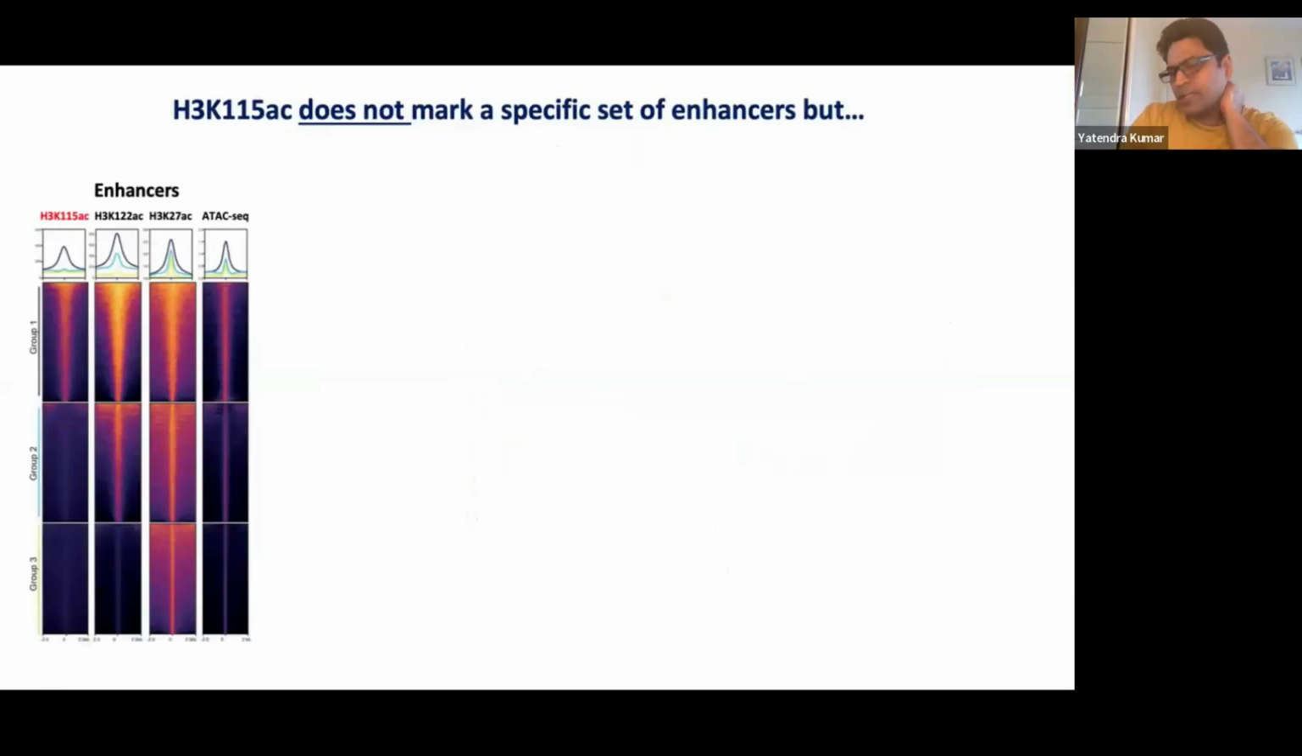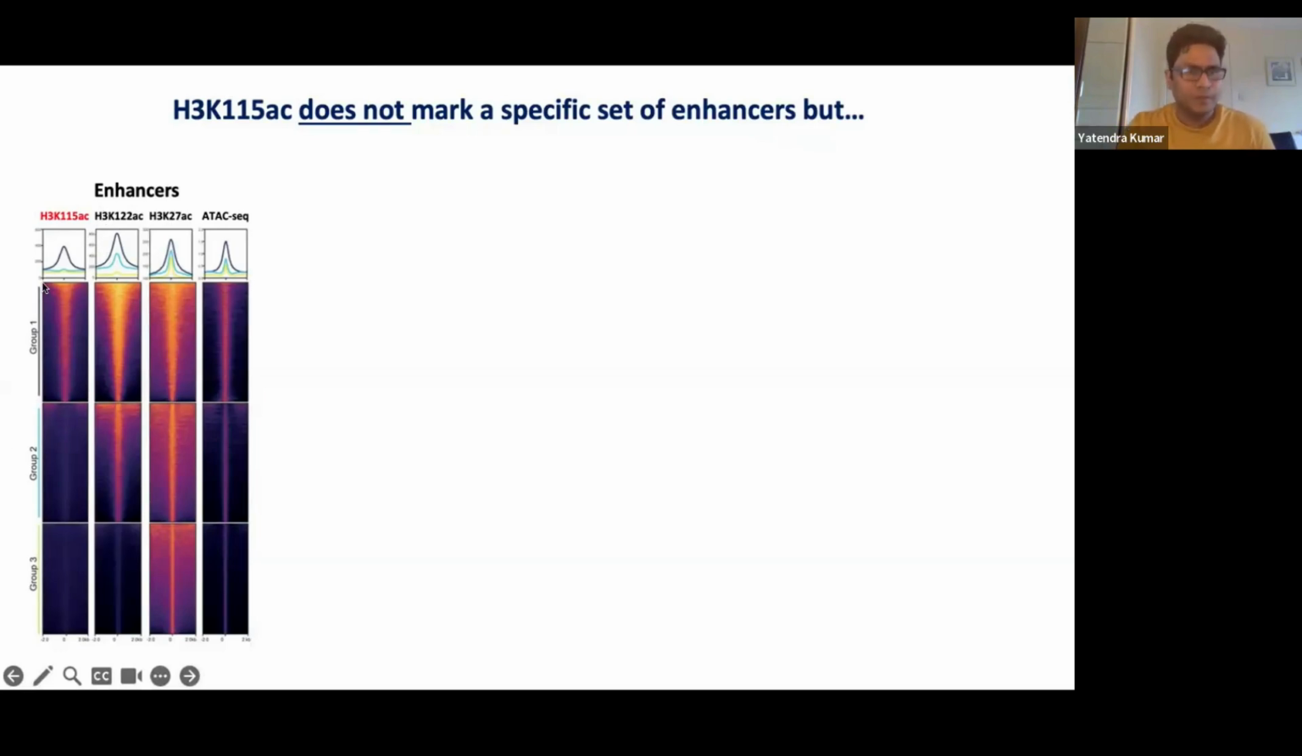And then we wanted to see how it looks on the enhancers. So as I told you before, we found that K122 acetyl mark in the past was present on a certain set of enhancers. And our enthusiasm was a bit dampened when we saw that there are no enhancers which are specifically marked by the H3K115 acetyl mark.